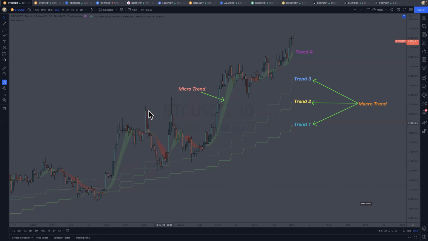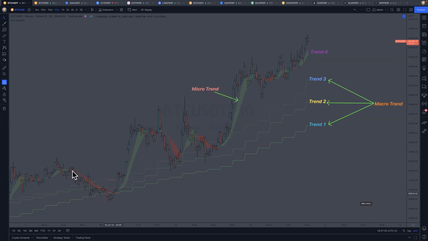So what you want to do is wait for the pullbacks, get in on the touches of your macro trend lines, and wait for confirmation to go into those positions, because that gives you the highest probability of profiting off of this. For example, you can see that right here we broke above it. We're clearly in a trend that looks like it's starting.